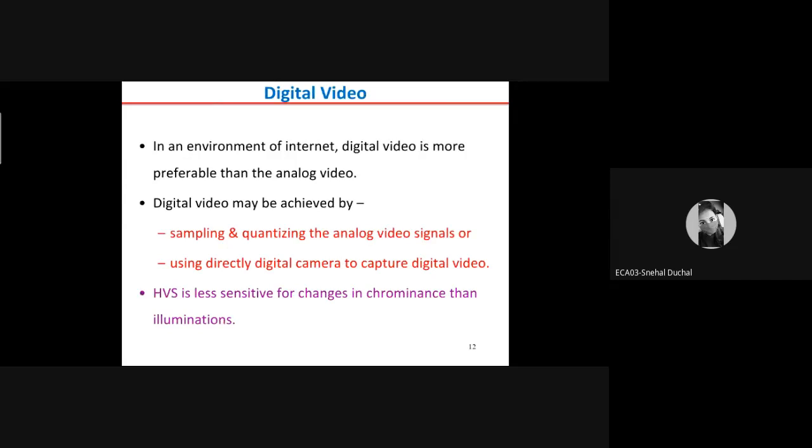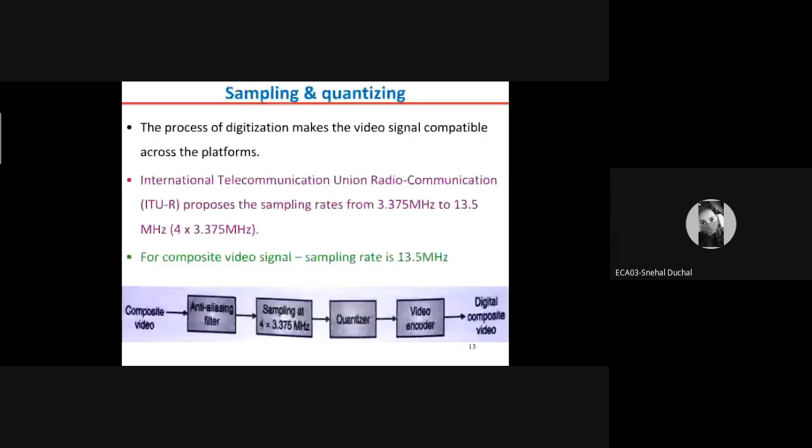Nowadays we use digital video. Why do we use digital video? In digital video we can transmit information in less time, by using fewer connections, as compared to analog video. So we use digital videos. In order to use digital videos, we have to use the sampling and quantization technique.